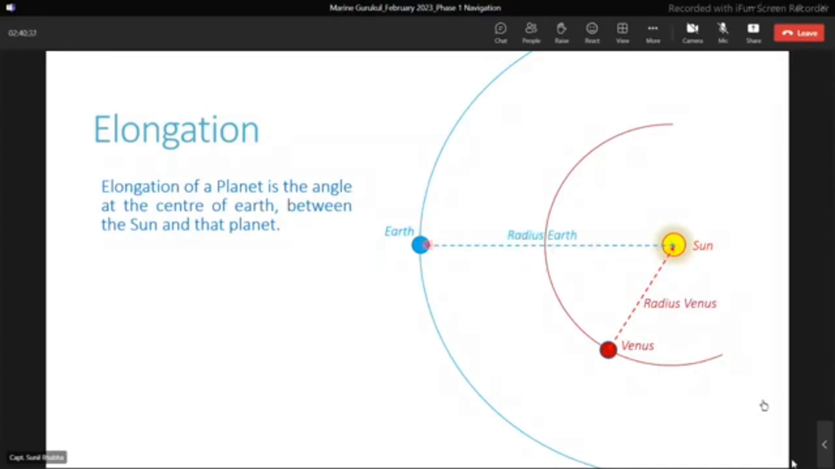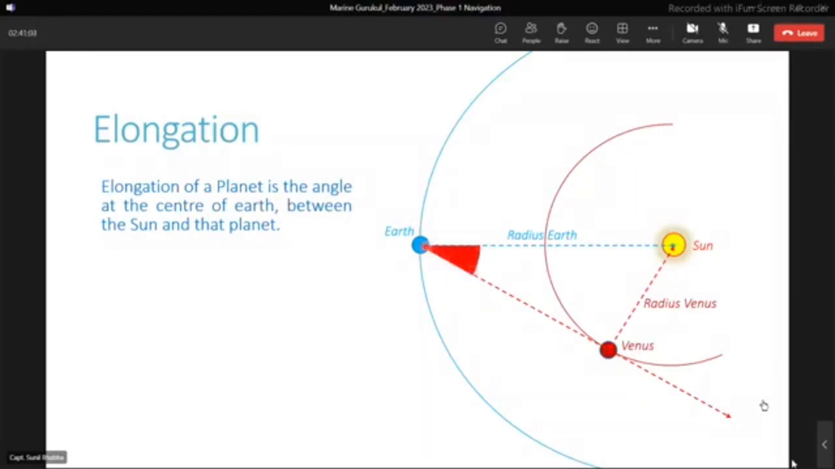Now let's draw another line joining the center of the Earth and the center of the planet Venus. So you can see this red color line joining the center of Earth with the center of Venus. Now from this diagram we can easily understand what elongation is. You see this red highlighted angle in the diagram is what is elongation.